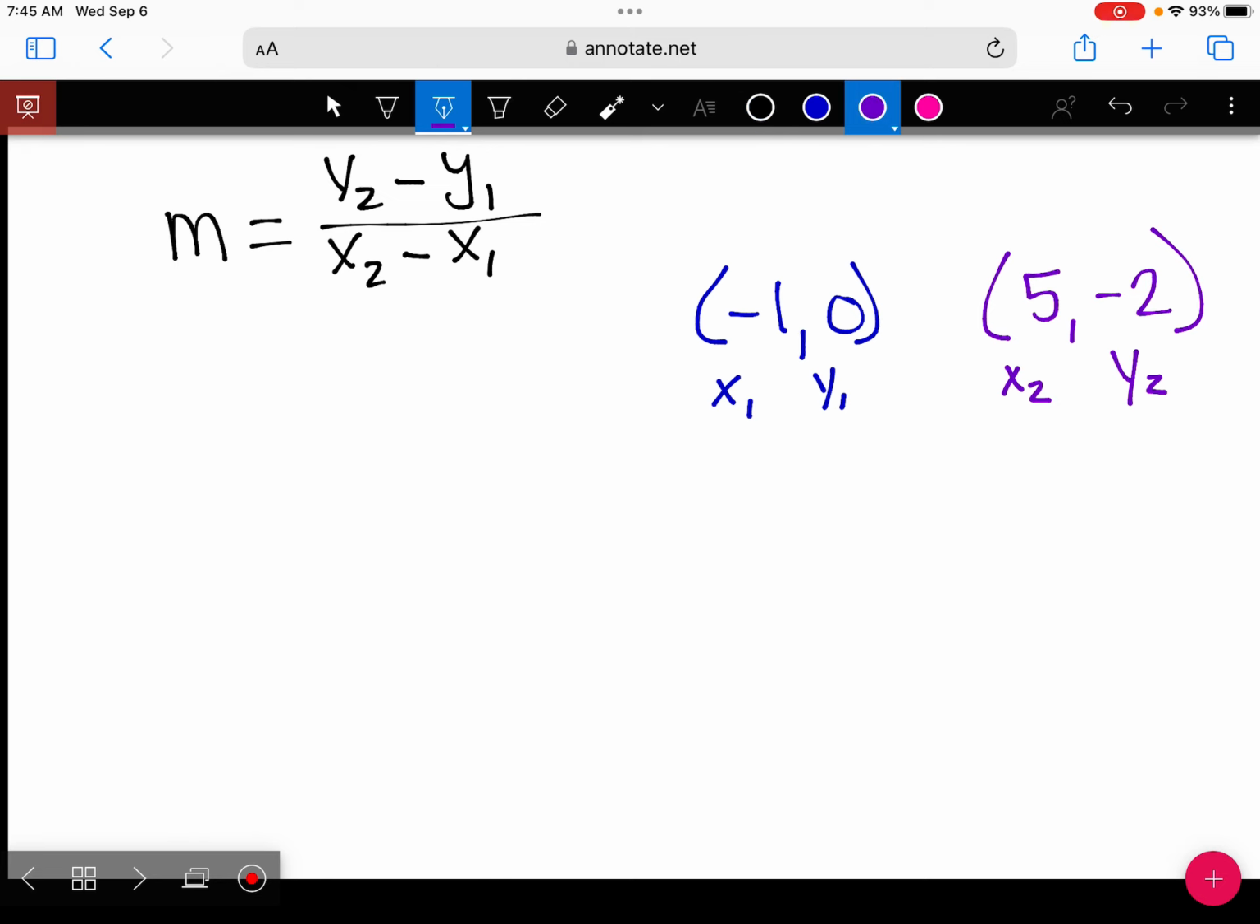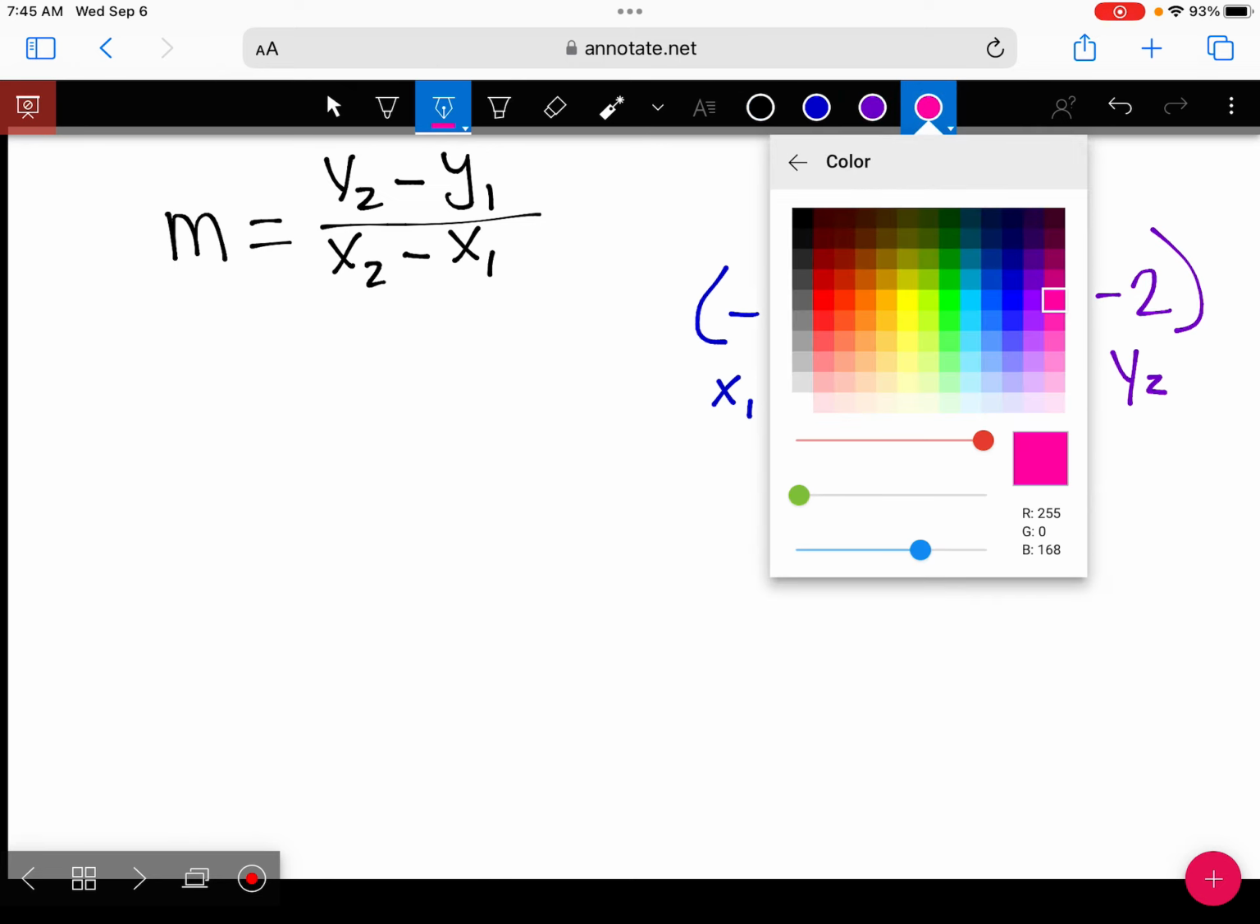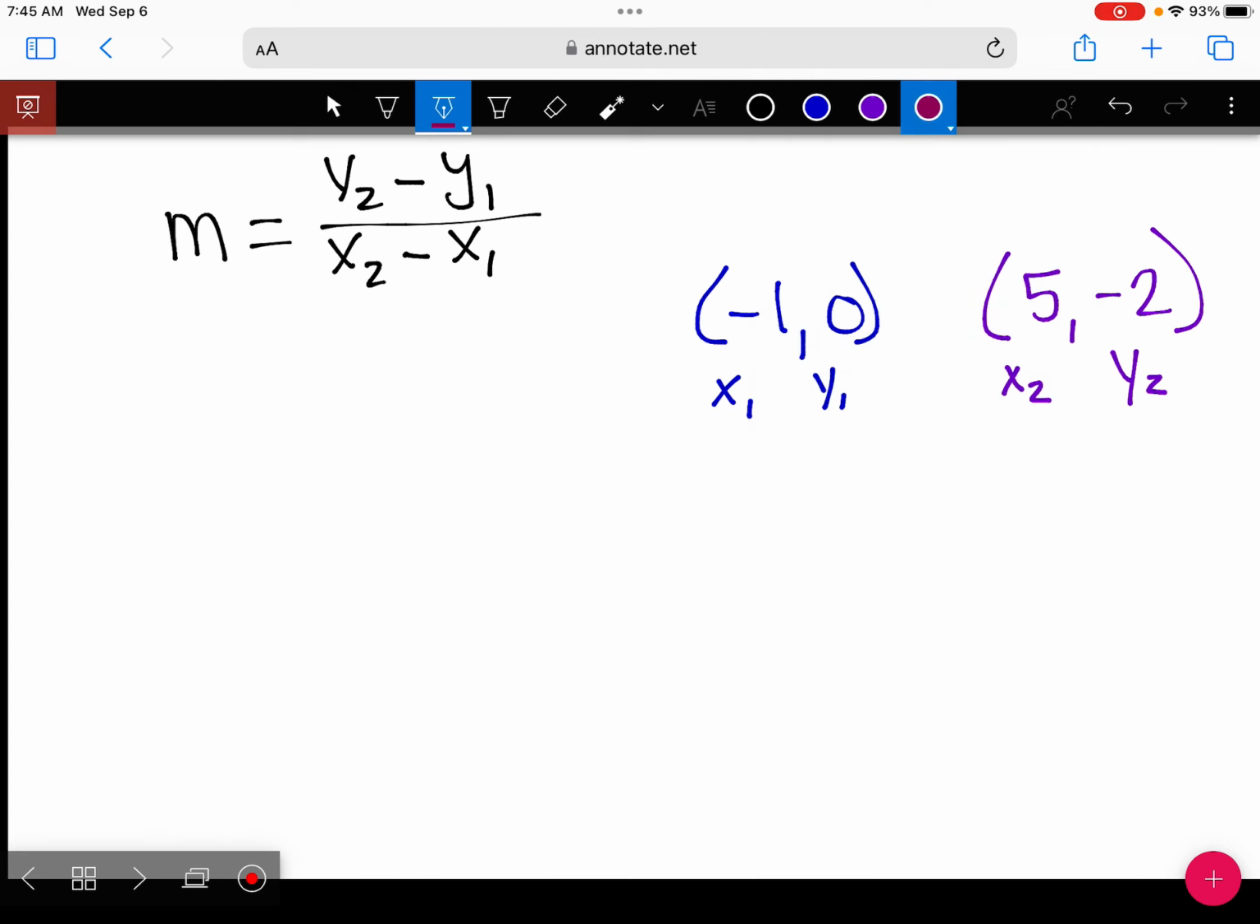So what we're going to do is build this to get our slope. Slope is the fraction that has my y's on the top, -2 minus 0. x's on the bottom, 5 minus -1.